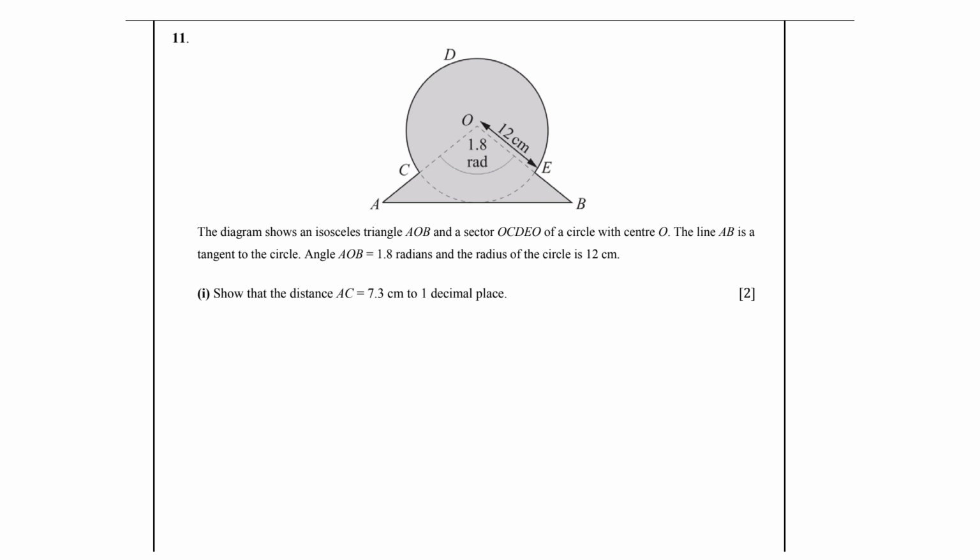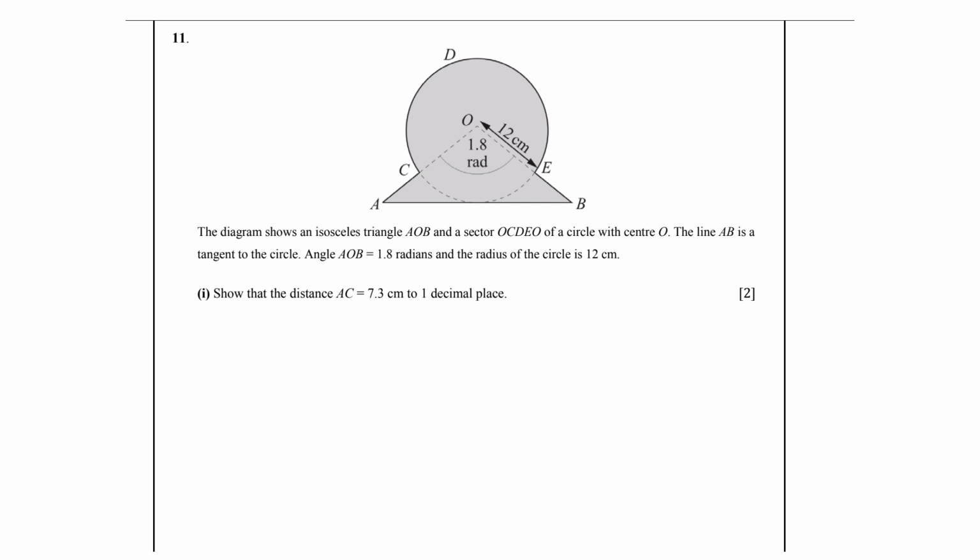Question 11. This question is from topic circular measure. In this question, we have a picture that consists of an isosceles triangle AOB where OA equals OB and a sector OCDEO of a circle with center O. The line AB is a tangent to the circle and the value of the angle AOB is 1.8 radians and the radius of the circle is 12 centimeter.